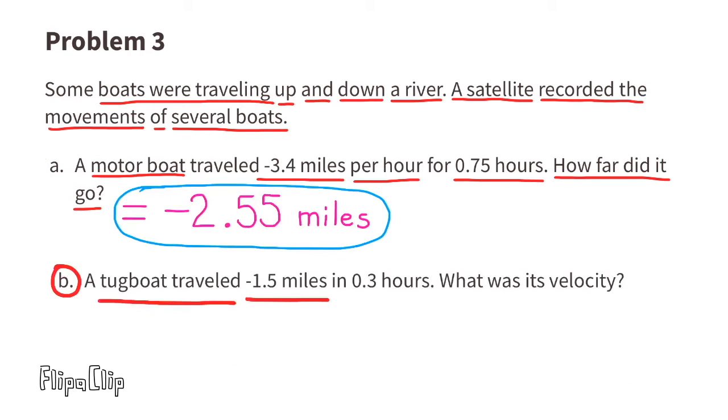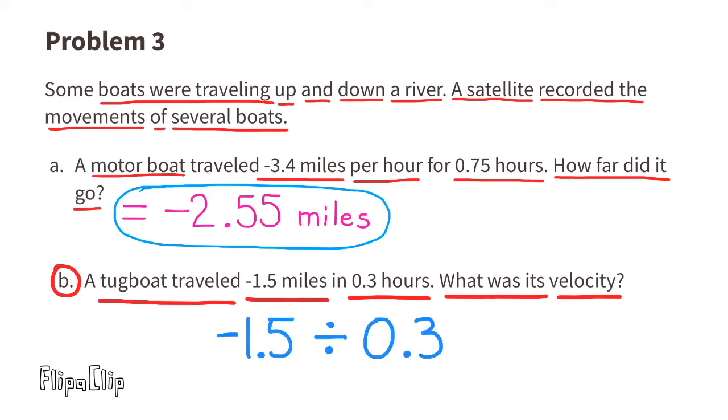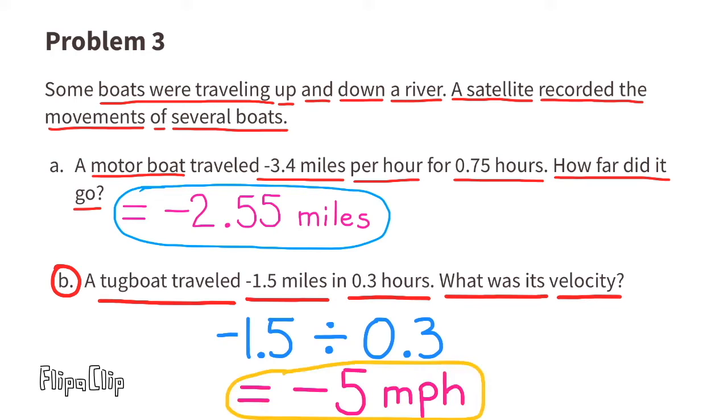B. A tugboat traveled negative 1.5 miles in 0.3 hours. What is its velocity? Negative 1.5 divided by 0.3. That equals negative 5. The velocity of the tugboat was negative 5 miles per hour.